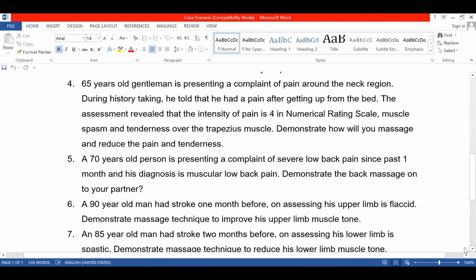Good morning, Miss. Annie? Okay, based on the question, the patient is having muscle spasm over the trapezius muscle. So I will ask the patient to lie in prone lying, and I will put a pillow under his chest region, and I will cover up her lower thigh with a towel. Then I will stand at the side of the patient. Since he is having pain, we will apply lesser pressure to decrease his pain.